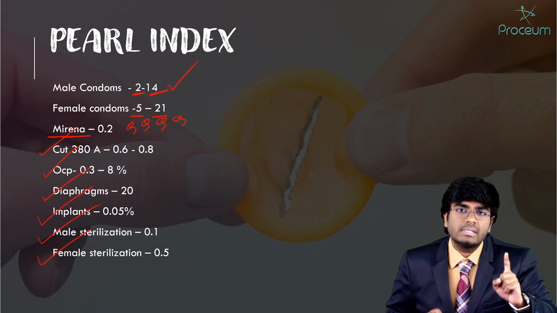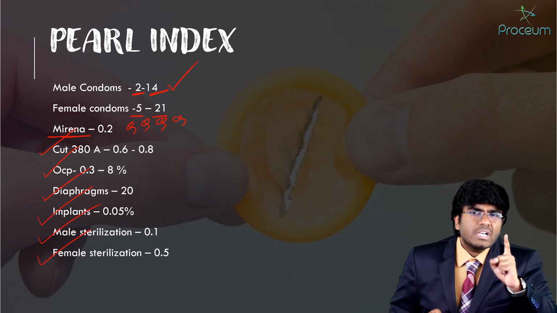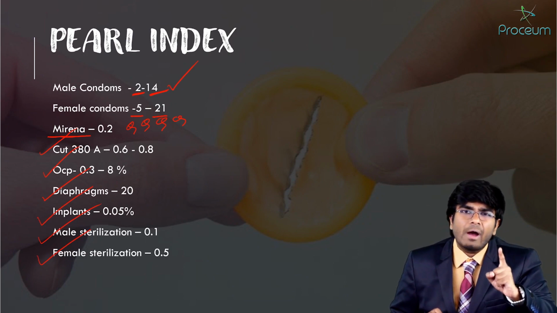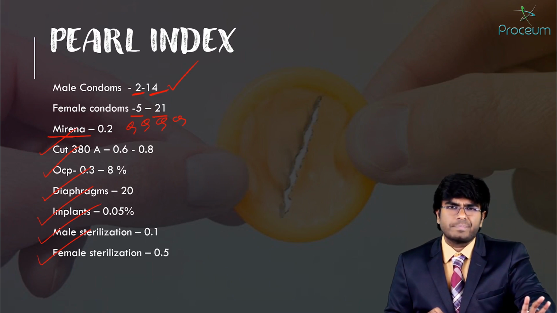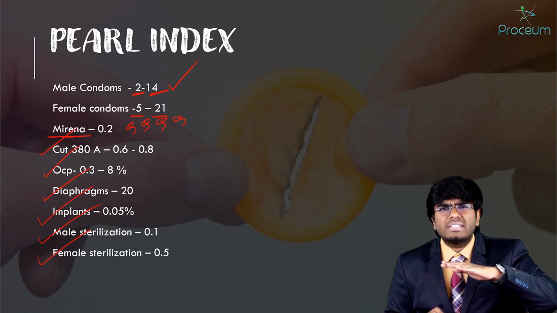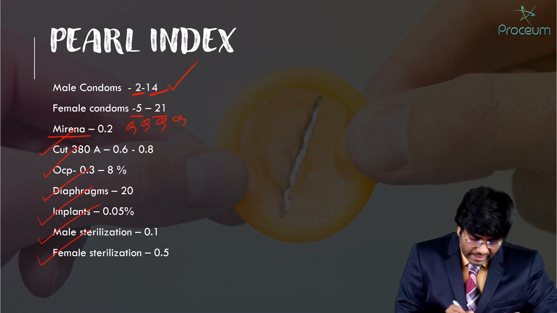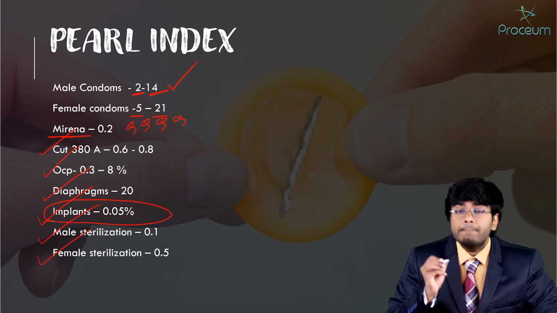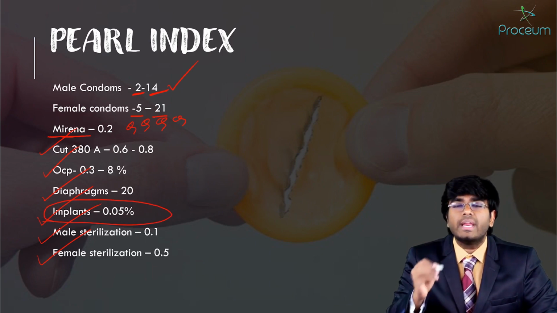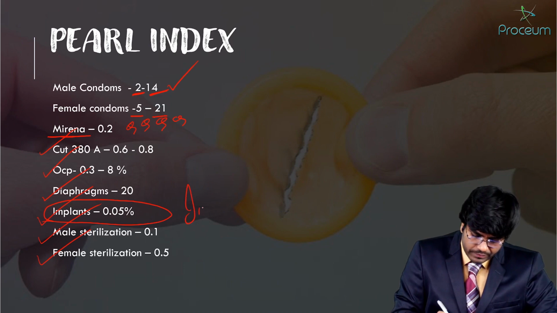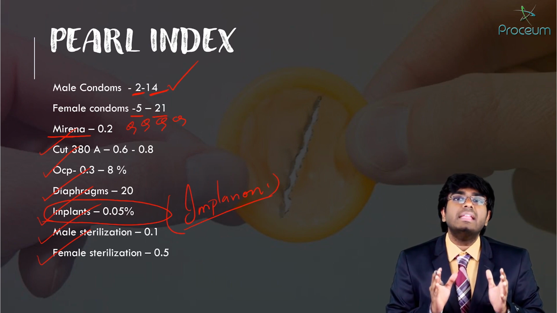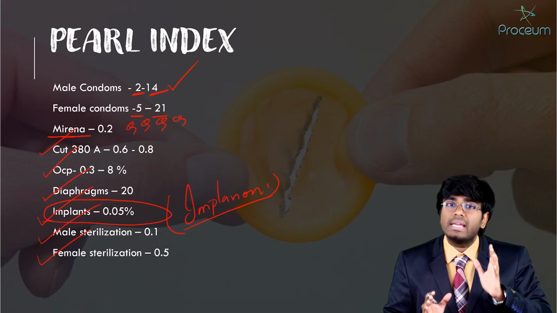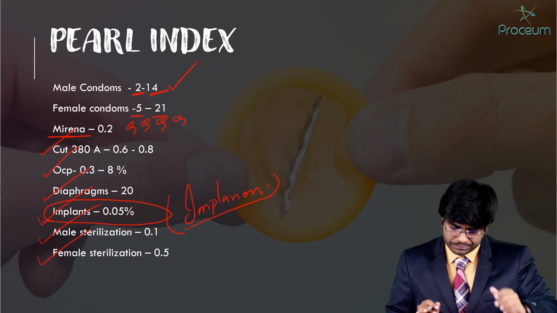Each and every contraceptive method has its own Pearl index value. But what is important is, out of all, which contraceptive method has the least failure rate, meaning most of the time it won't go wrong? It is the implants. Please concentrate. Implants have the least failure rate, especially Implanon, Nexplanon. Don't worry, we'll discuss implants in the next video.